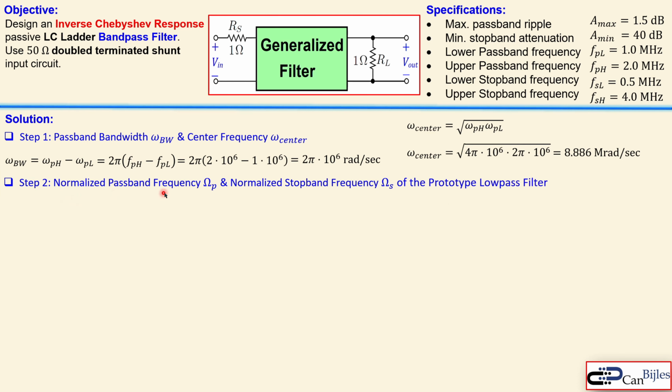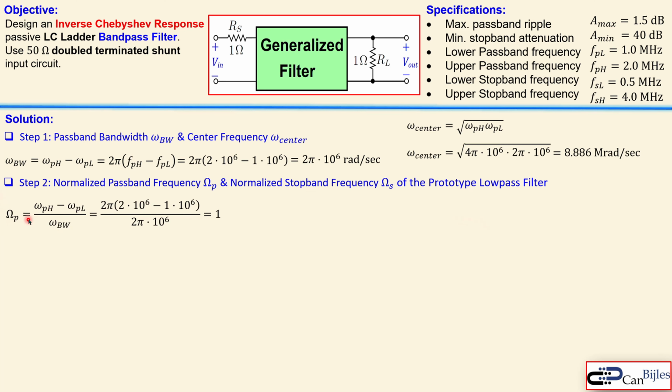Step 2 is the normalized passband frequency, this is the capital letter omega p, and also the normalized stopband frequency, the capital letter omega S, of this prototype low-pass filter. We have discussed also in the Butterworth response and also in the Chebyshev response design that we need to start with the prototype low-pass filter and then move on by transforming our circuit to the bandpass filter.